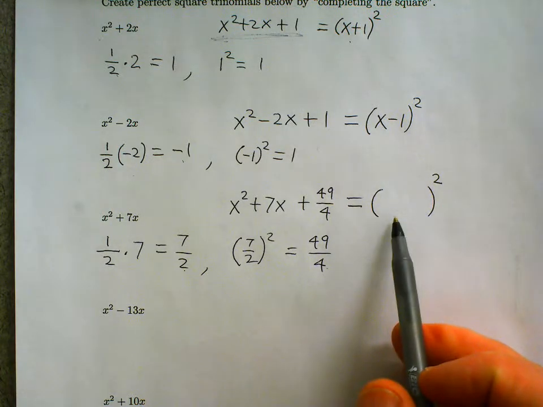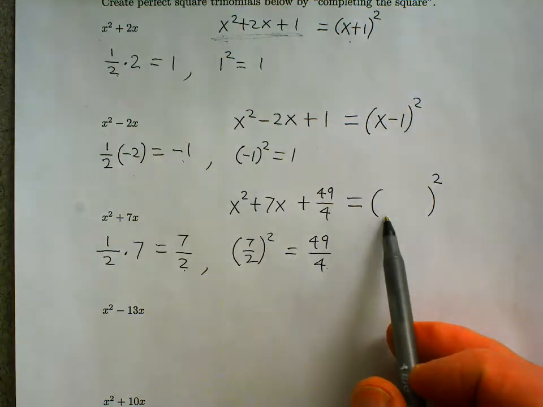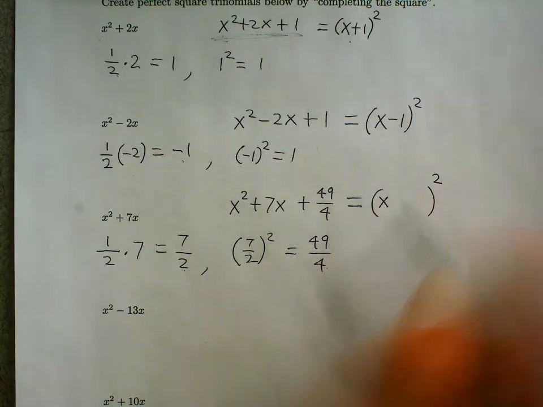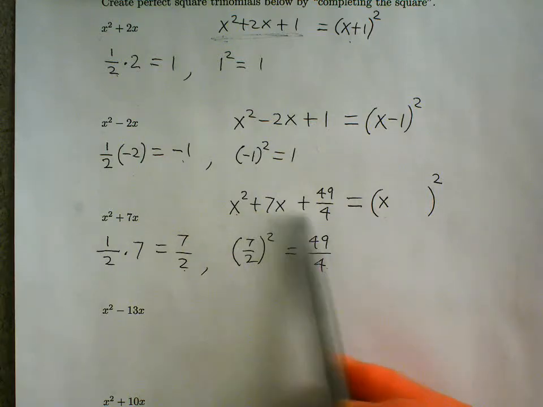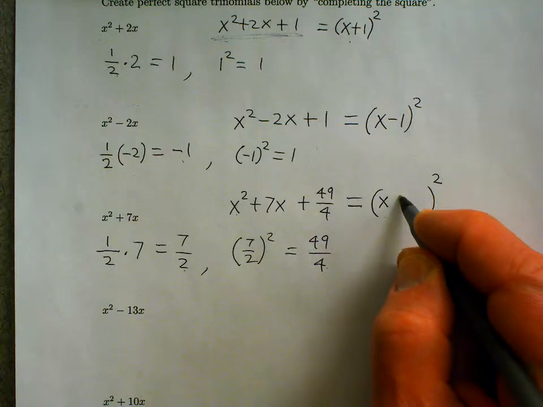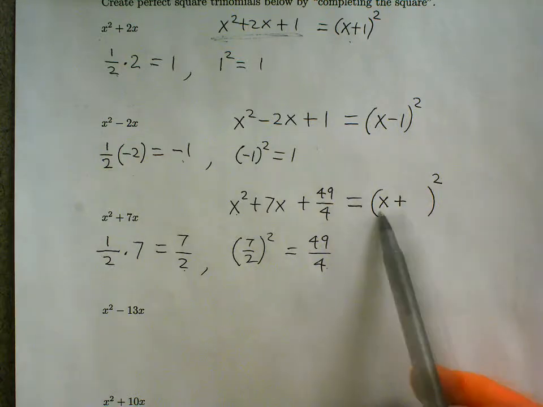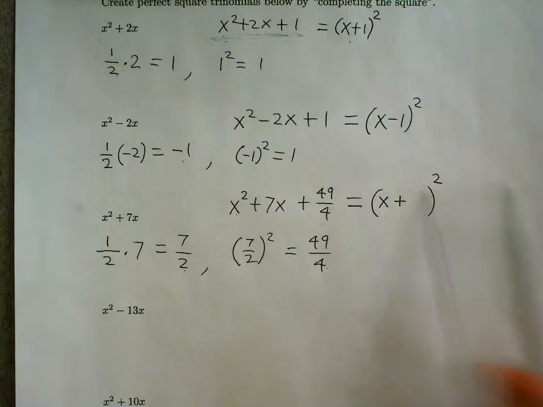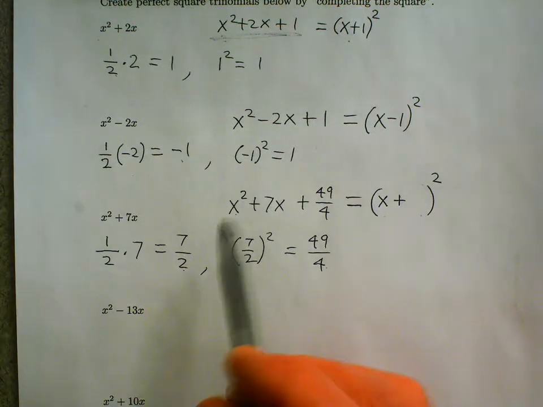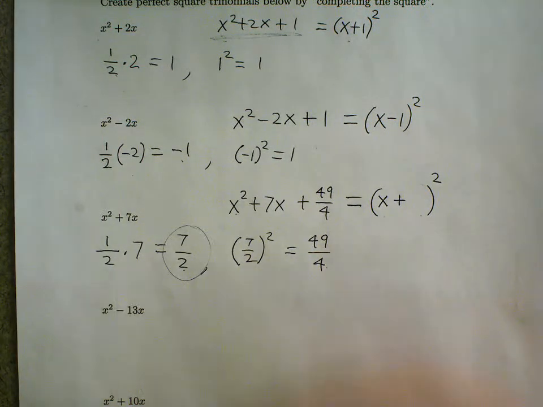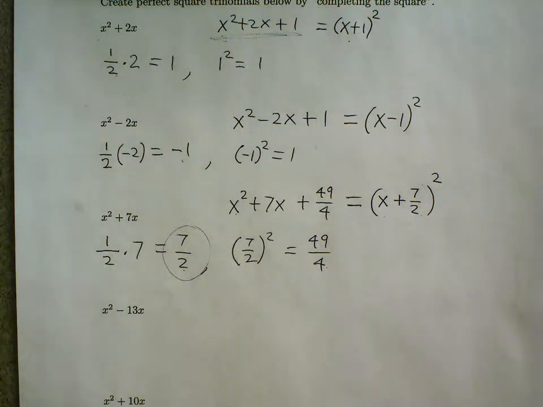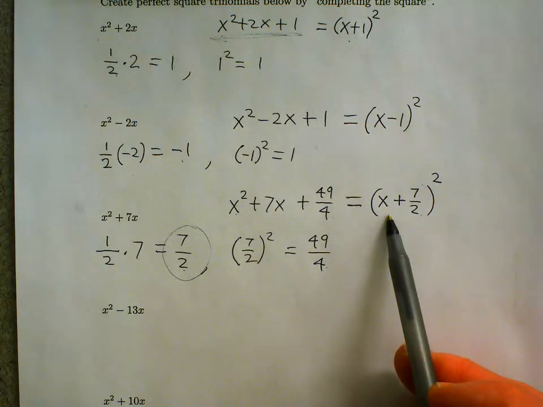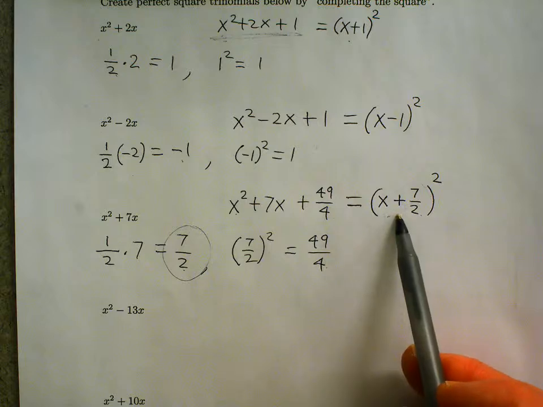So how do we know what binomial it is? Well, we know that it has to have x because of the x squared. In the trinomial, we have 2 plus signs, so the binomial has to have a plus sign. So x plus some number. How do we know what number? This number is the same number we got when we took 1/2 of 7. So x plus 7/2 quantity squared is equal to the perfect square trinomial. You can always verify it by multiplying x plus 7/2 times x plus 7/2.